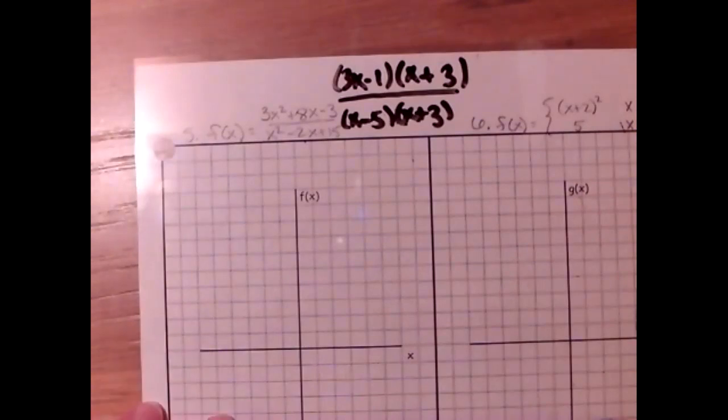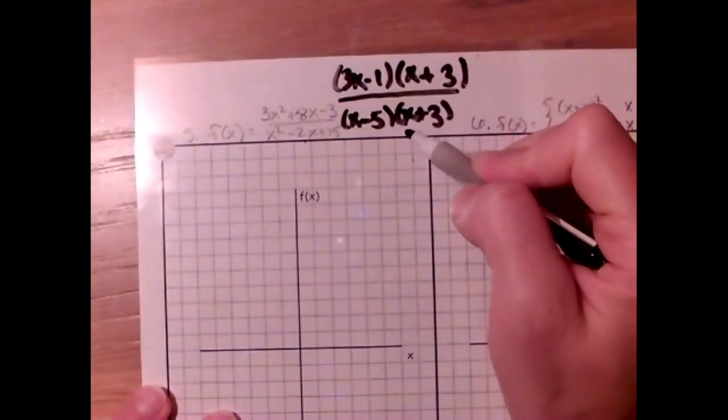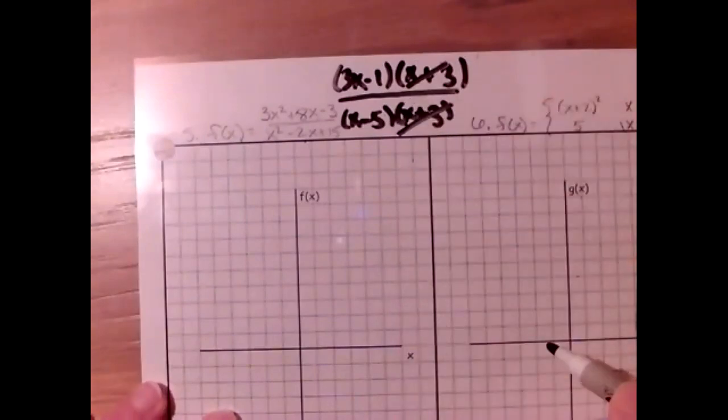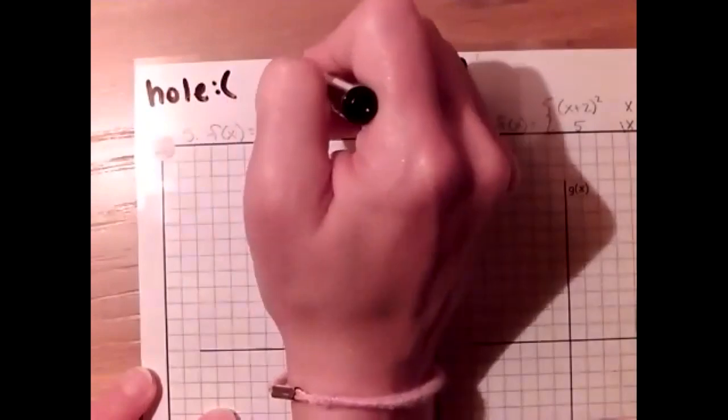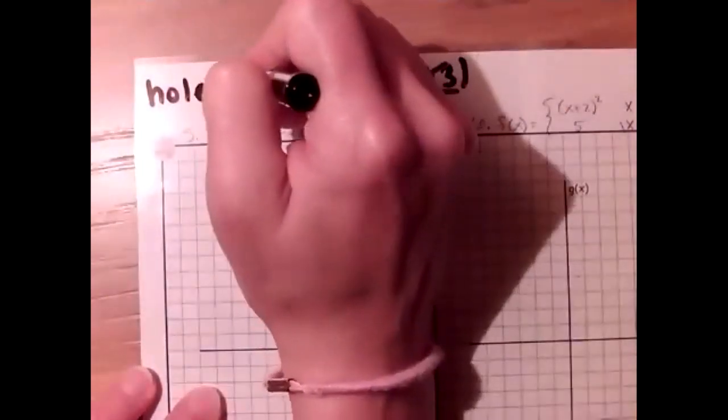All right, good. There's going to be a hole in the graph. And where is it going to be? Since x plus 3 is what cancels out, where is the hole going to be? All right, good. Negative 3. Thank you, guys. All right, so negative 3.